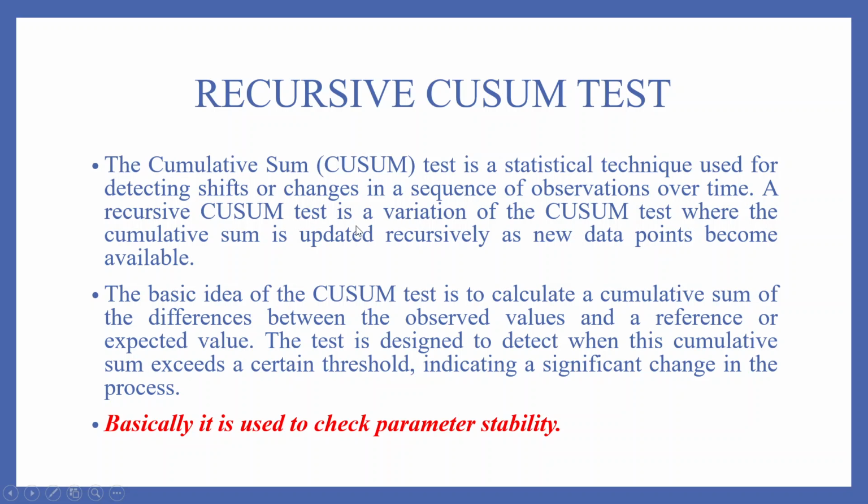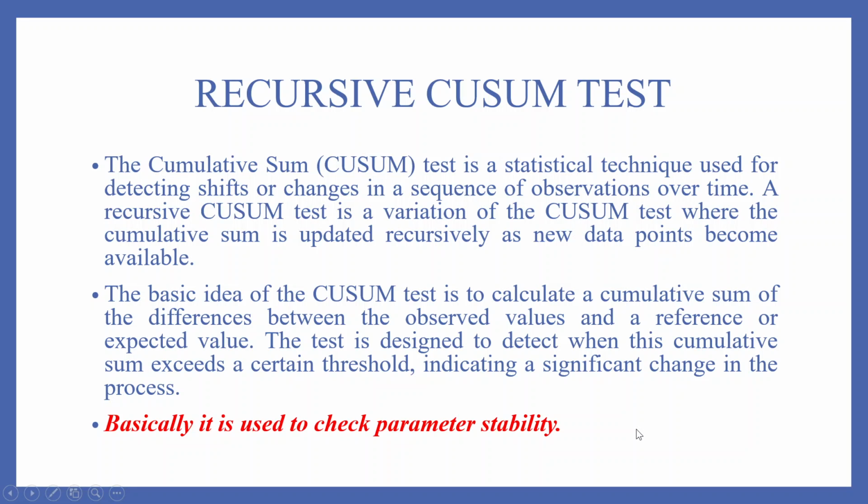A recursive CUSUM test is a variation of the CUSUM test where the cumulative sum is updated recursively as new data points become available. The basic idea of the CUSUM test is to calculate the cumulative sum of the differences between the observed values and a reference or an expected value. The test is designed to detect when this cumulative sum exceeds a certain threshold, indicating a significant change in the process. Basically, it is used to check the parameter stability.